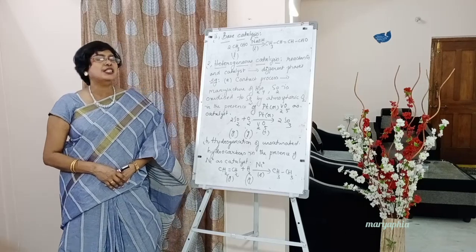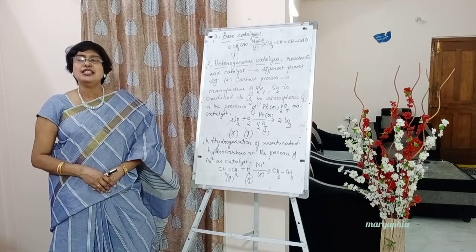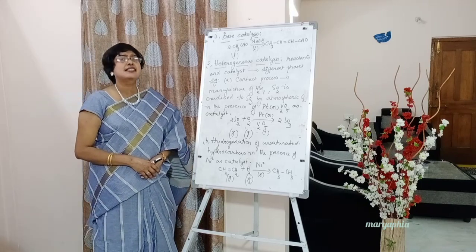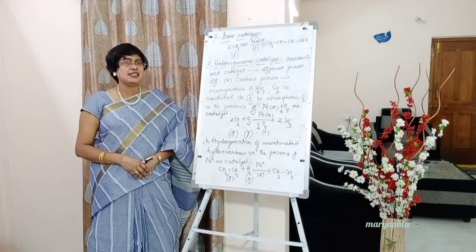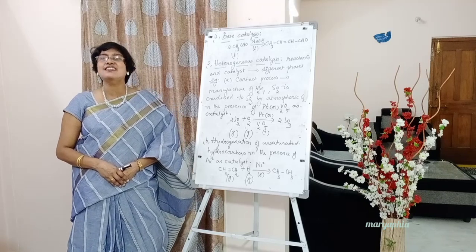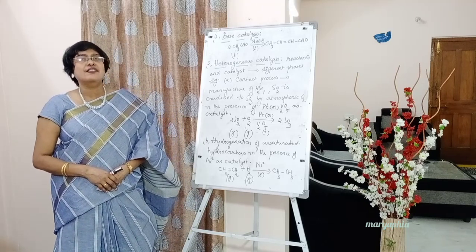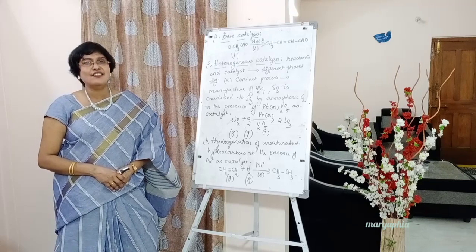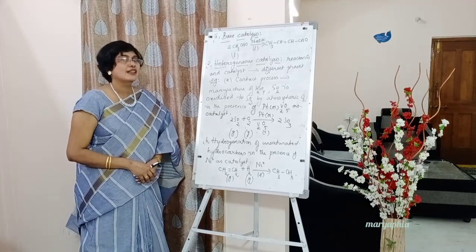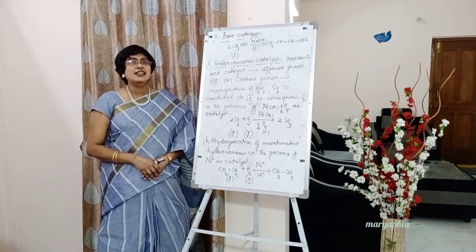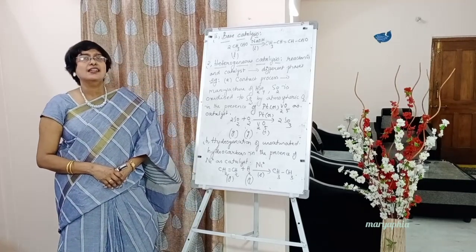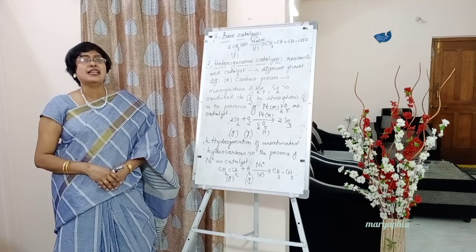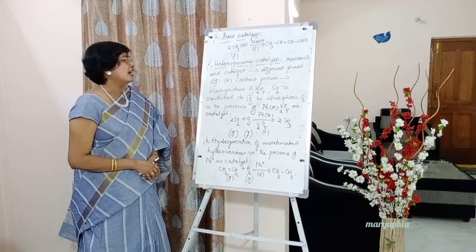Opposite to homogeneous catalysis. In homogeneous catalysis, both the reactants and the catalyst are in the same phase, whereas heterogeneous catalysis is defined as the catalysis in which reactants and the catalyst are in different phases. Right? Example. So there we have seen lead chamber process. Here this is the contact process, which is also used for the manufacture of sulfuric acid.